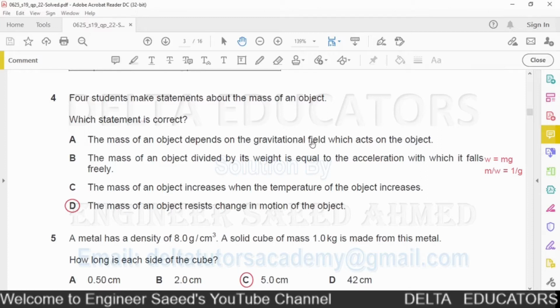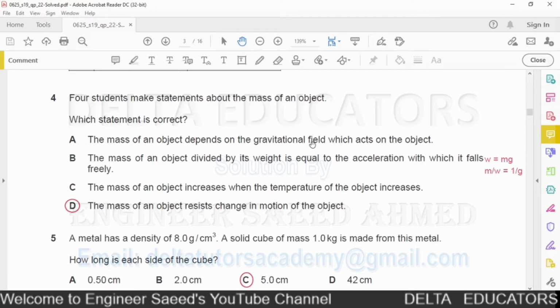The mass of an object depends on gravitational field which acts on the object. No, it is incorrect. Mass of an object does not depend on gravitational field. Weight of an object depends on gravitational field. So A is incorrect. B.